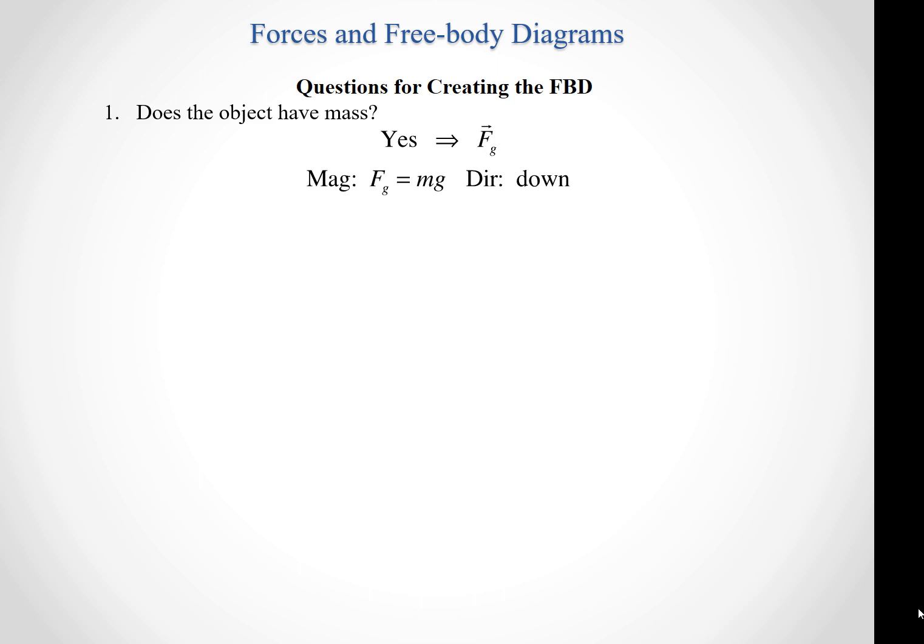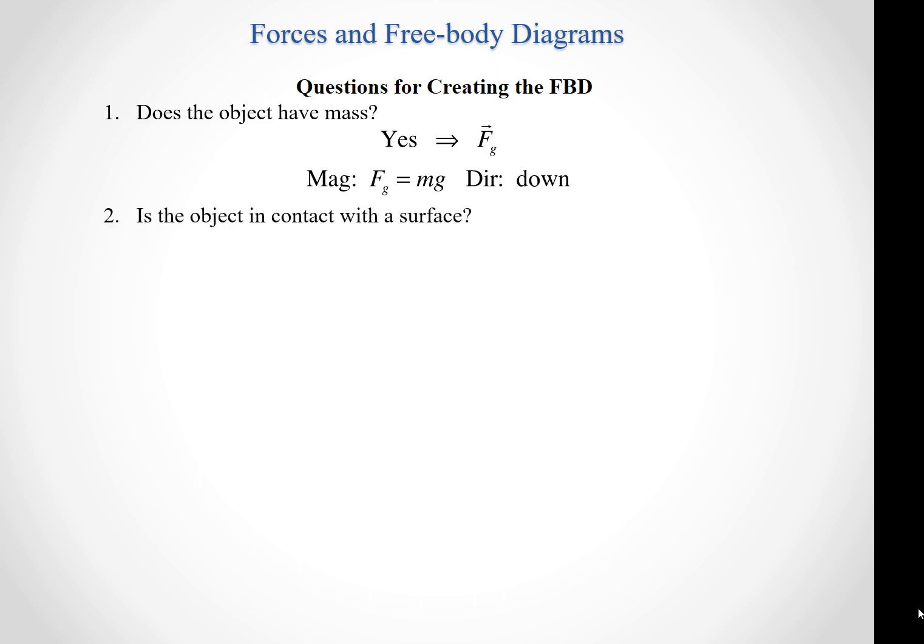We also know that the gravitational force at or near the surface of the Earth is always going to point down. So if an object has mass, we're going to draw a gravitational force in the free body diagram that points straight down, and we have an equation we can use to calculate the magnitude of the gravitational force if the object's mass is known.